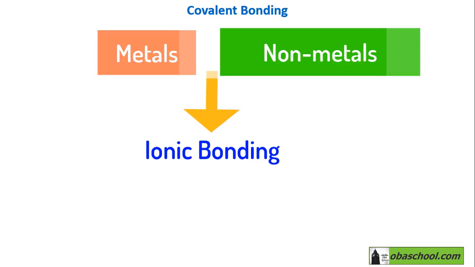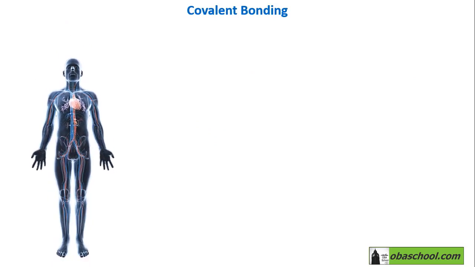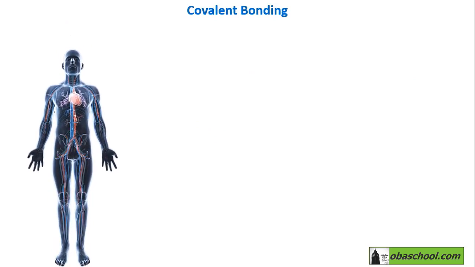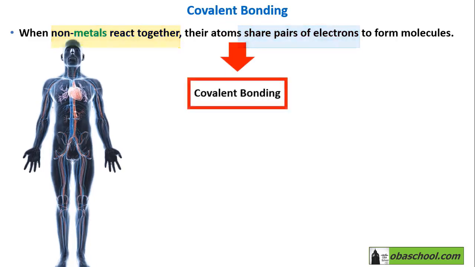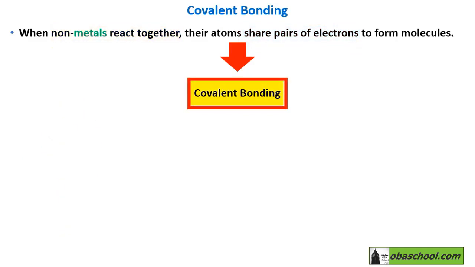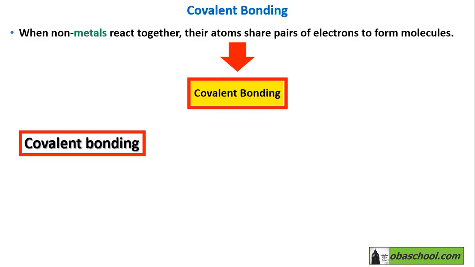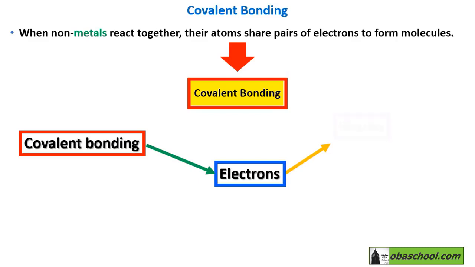However, many more compounds, including the vast majority of those making up your body, are formed in a very different way. When nonmetals react together, their atoms share pairs of electrons to form molecules. This is called covalent bonding, when atoms share pairs of electrons. So, in general, in covalent bonding the electrons are being shared.